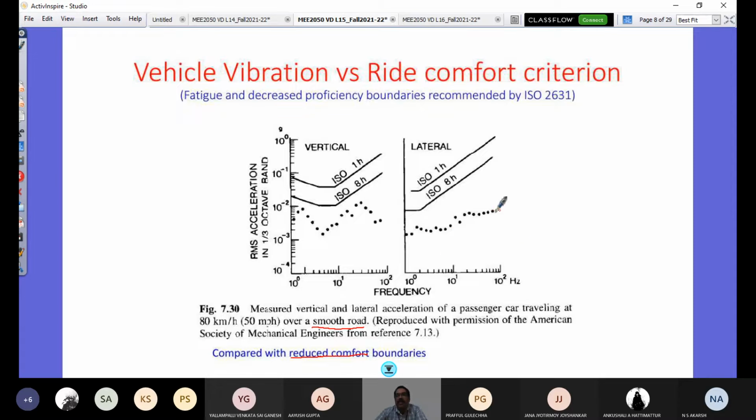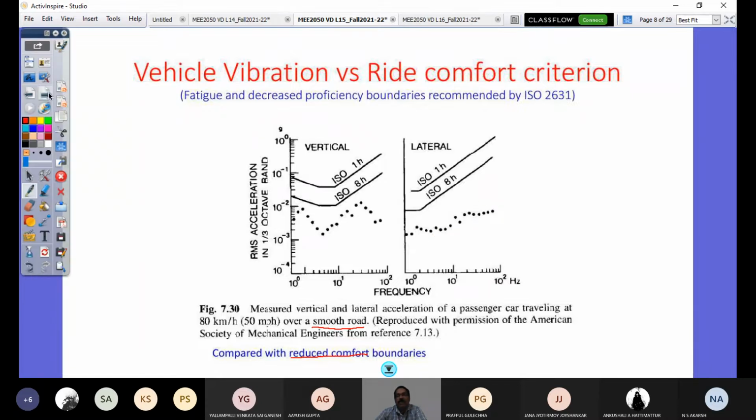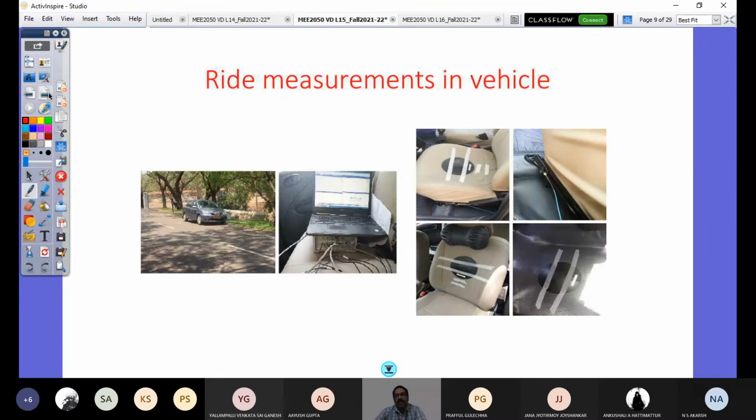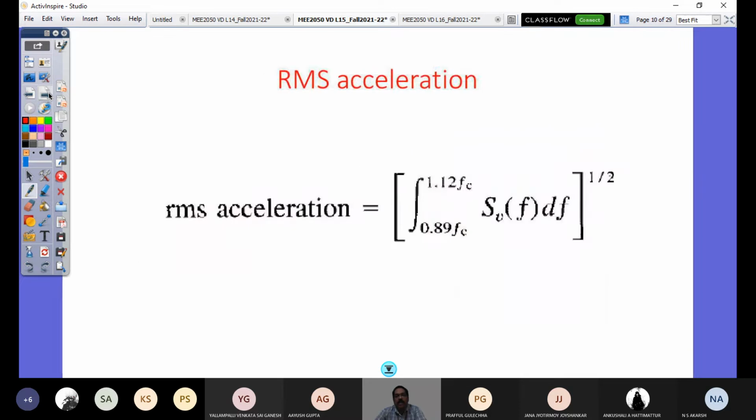So if you get your RMS acceleration below the boundary for any frequency of excitation that comes from the road, your vehicle has a good level of comfort. That can be concluded from this graph, and that is what is measured through this kind of instrumentation. And we are going to look at this RMS acceleration. How do you get it?